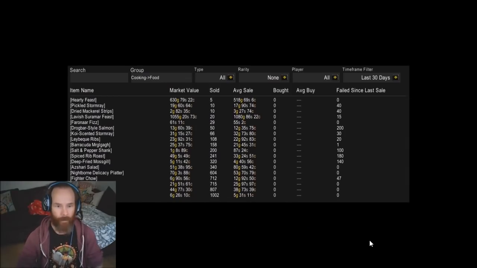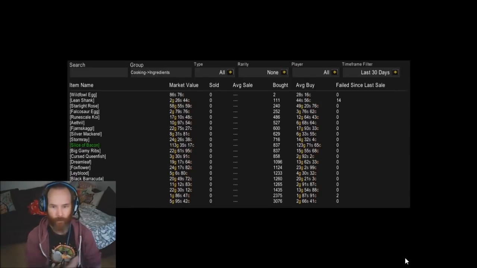If you look here, these are the things that I've actually sold. A lot of bear tartare, Hungry Magister, Suramar Servant Turf, Fighter Chow. These have all been pretty high sellers. The Lavish Suramar Feast is actually the best in terms of profits, but I've only sold about 20 of those so far.